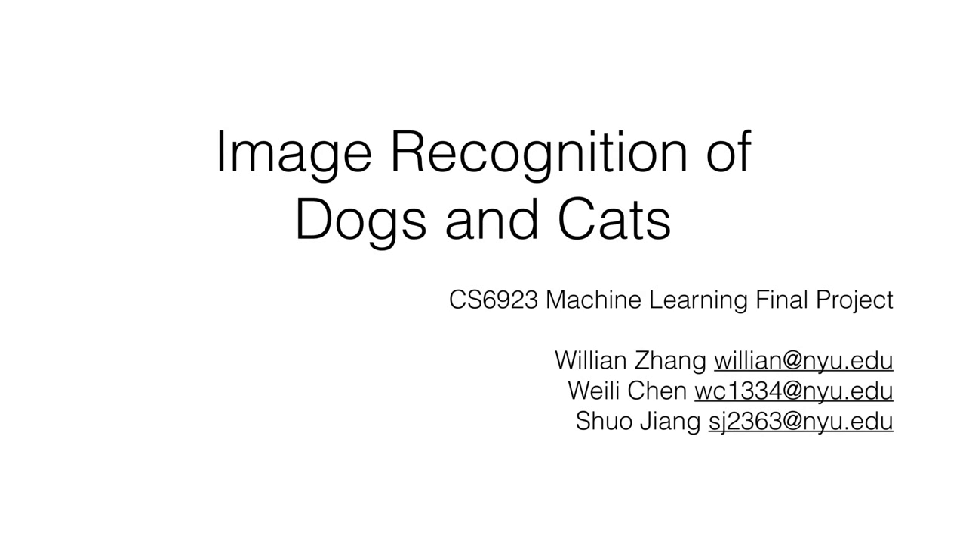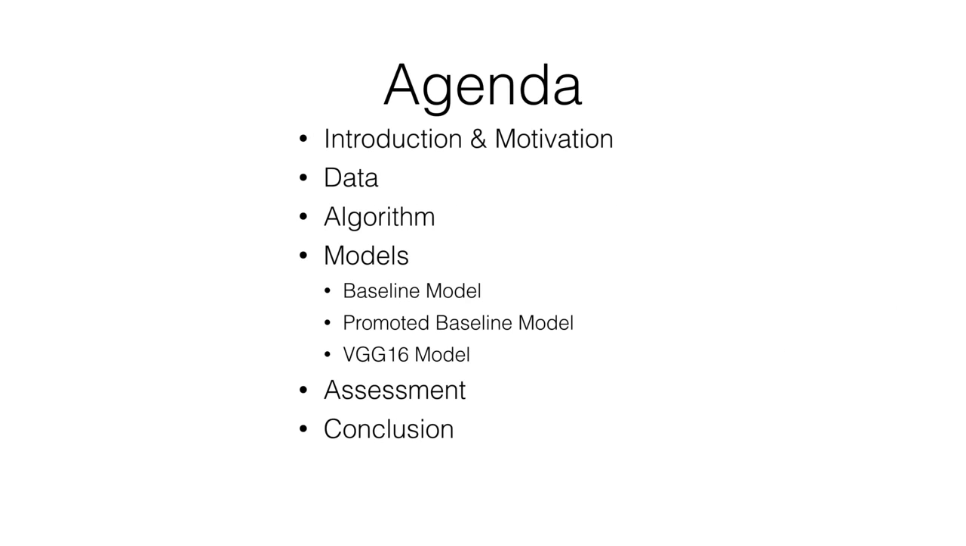The topic for our machine learning project is image recognition of dogs and cats. We will cover several points in this presentation, including the model we use and the evaluation method we adopt. Let's first look at our introduction and motivation.